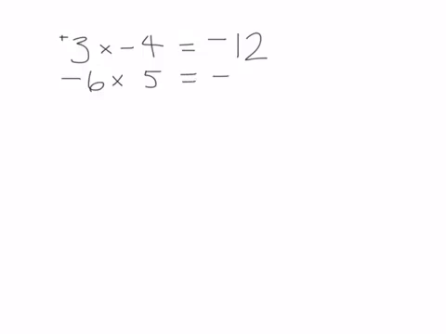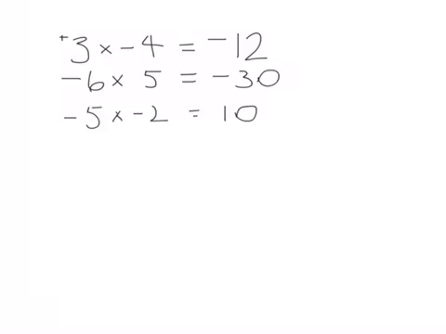If I have 3 times negative 4, 3 is a positive 3, so a positive times a negative is a negative, and 3 4s are 12. If I have negative 6 and I times that by 5, a negative times a positive is a negative, and 6 5s are 30. If I have negative 5 and times that by negative 2, negative times a negative is a positive. Because it's a positive number, I don't need to write the little plus sign, and then 5 2s are 10.